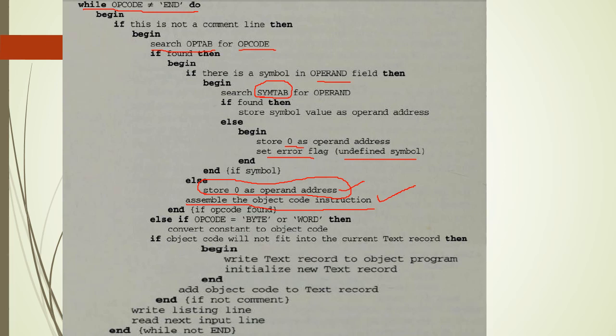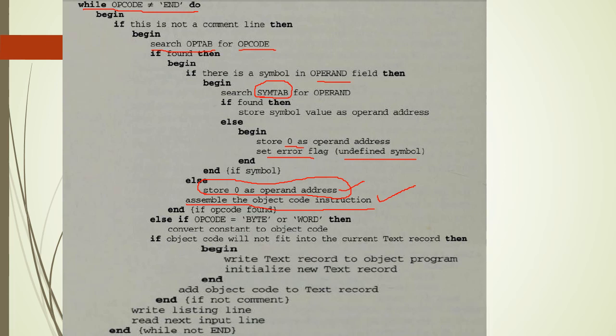So if it is not an instruction, that means if it is an assembler directive, then opcode is equal to byte or it may be a word. So for a reserve word and reserve byte, we are not going to generate an object code. For byte and word, we just translate the byte into an object code. So convert constant to object code. If opcode is an assembler directive, convert constant to an object code. That constant itself is an object code with respect to byte and word.